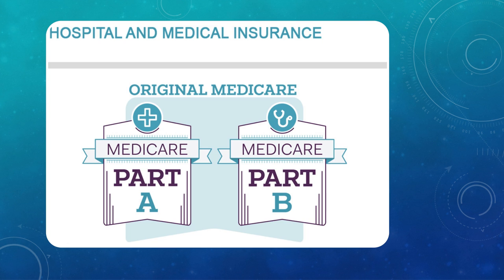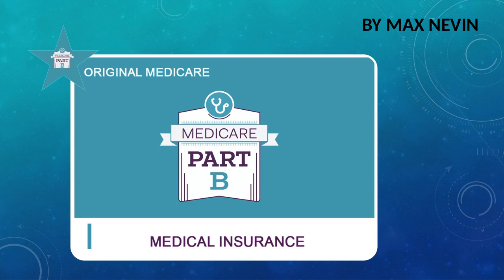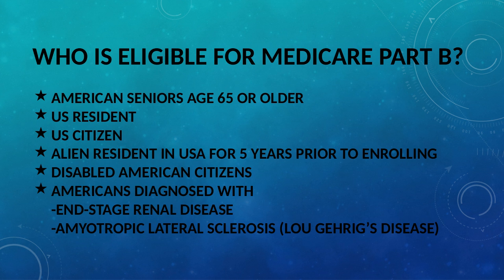Original Medicare is Medicare Part A and Part B. Medicare Part A is hospital insurance, and Medicare Part B is also known as medical insurance. Who is eligible for Medicare Part B? Medicare Part B is available for American seniors age 65 or older, American citizens and residents, alien residents who have resided in the USA for 5 years prior to enrolling, qualified disabled American citizens, and Americans diagnosed with end-stage renal disease or Lou Gehrig's disease.